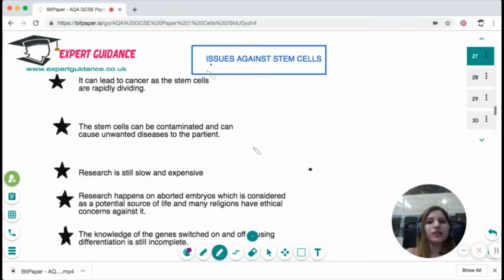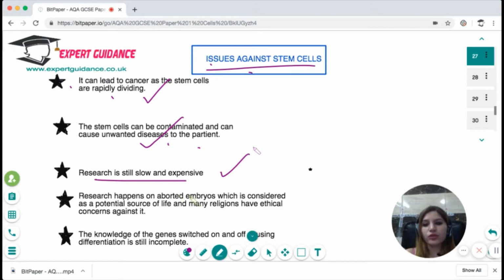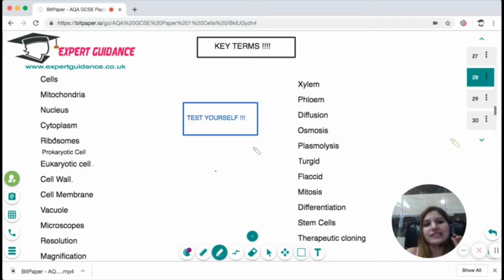However, there are a lot of issues against stem cells. As stem cells are rapidly dividing, if we introduce them into an organism, it can lead to cancer. Stem cells can be contaminated and can cause unwanted diseases in the patient. The research in stem cells is still slow and expensive. The research happens on aborted embryos, which are considered a potential source of life, and many religions have ethical concerns against it. And the knowledge of cell specialization, of what genes get switched on and off on differentiation, is still incomplete.